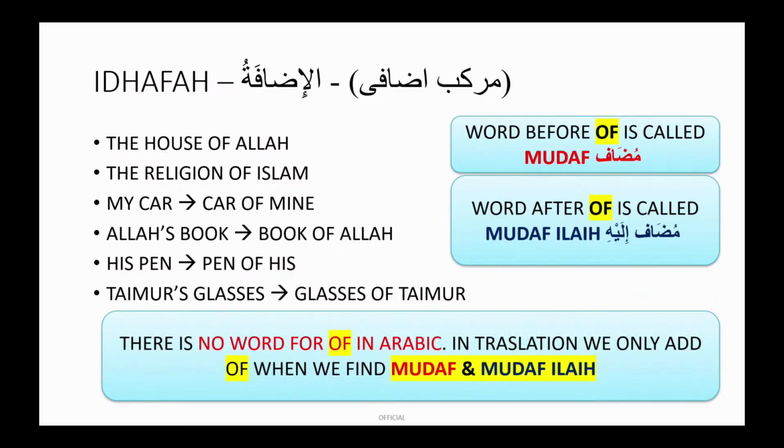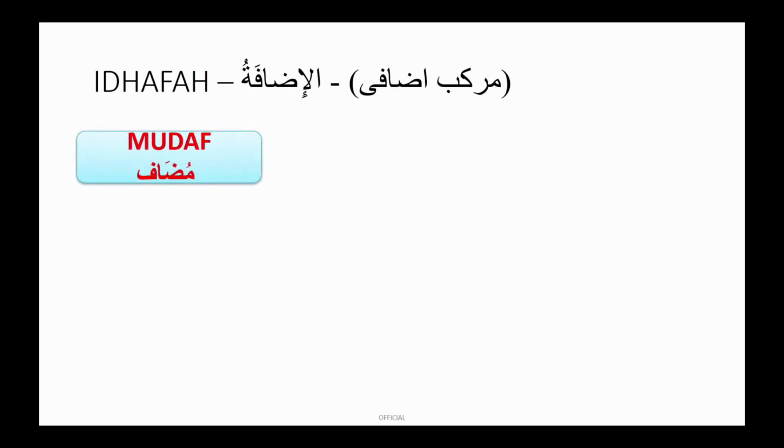So there is no word for "of" in Arabic. So in translation we only add "of" when we find Mudaf and Mudaf ilayh. Now we would see how we identify Mudaf and Mudaf ilayh in Arabic. So I'm just again reading the same. There is no word for "of", but we would know by the way two ism would be connected to each other. And now, inshallah, in the next slide, we would see the logic.